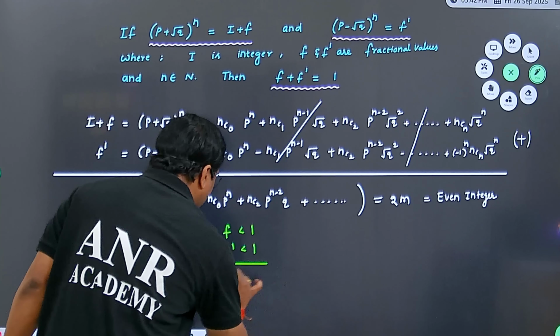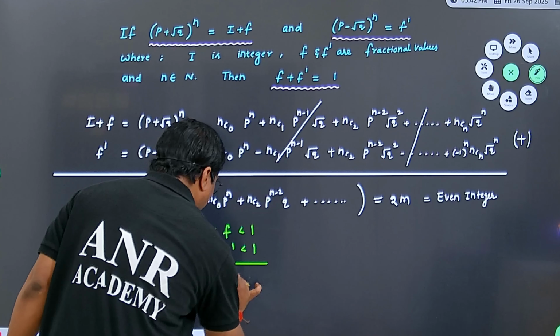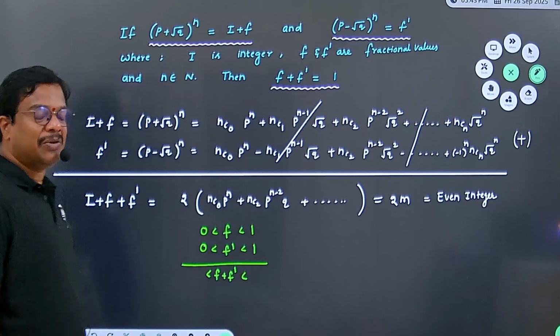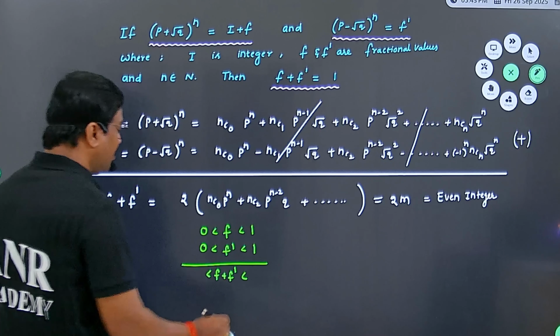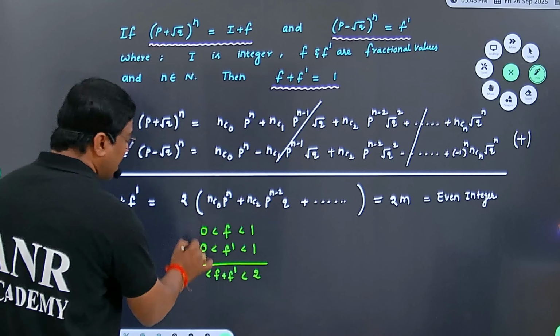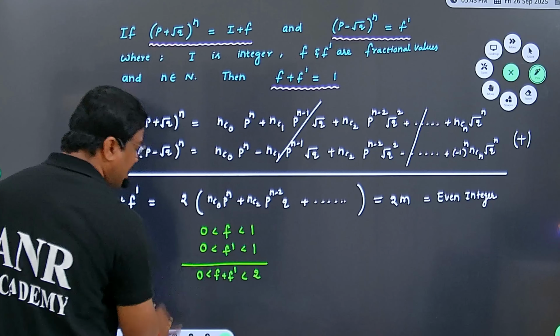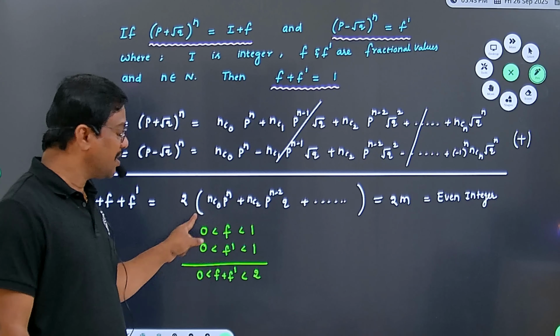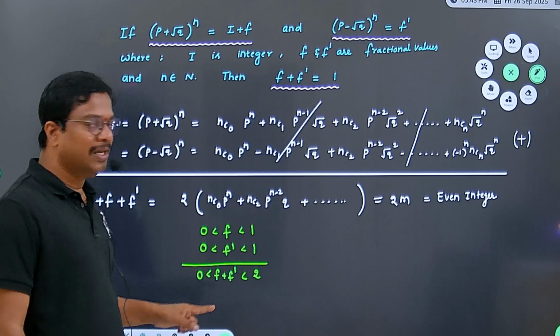Now adding these two, f plus f dash: the maximum value here we get is 2, and the minimum value is 0 plus 0, that is 0. The minimum values of f and f dash are 0 and 0, so the minimum quantity is 0.